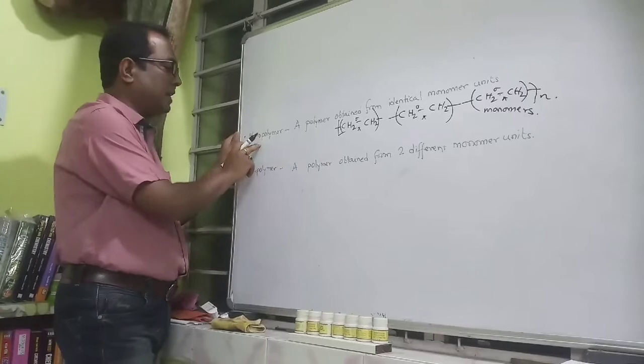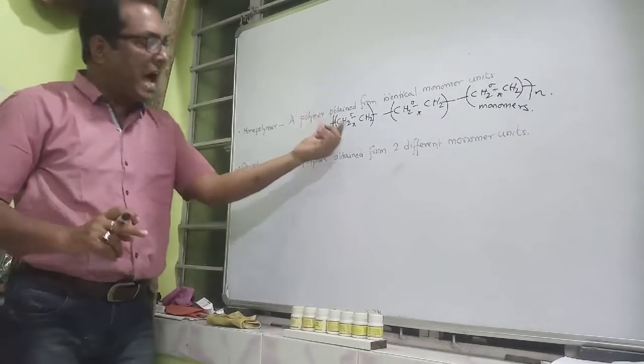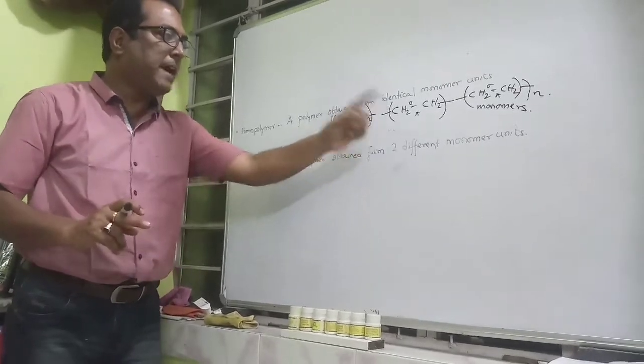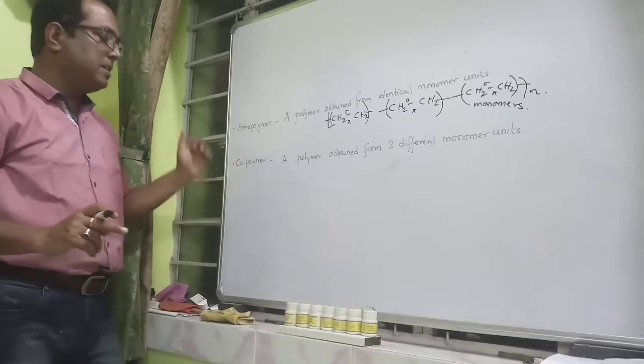This is what we call the homopolymer. So a homopolymer contains identical monomers, the same type of monomers, but when the monomers are of different types, we call it a copolymer.